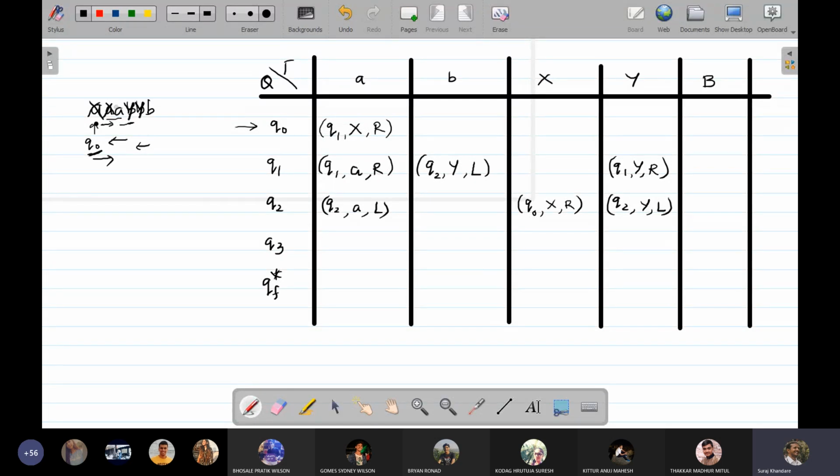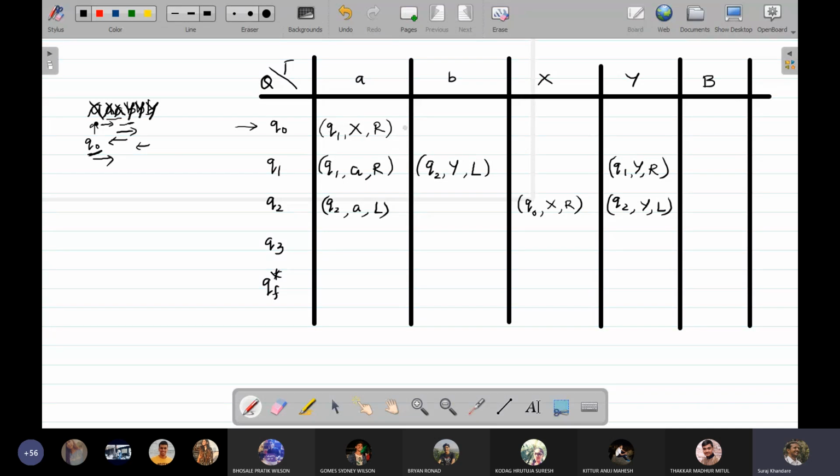Now we are in Q0, you make A as X. Then you change the state to Q1. Q1 finds Y and keeps moving to the right. When it gets B, it makes this third B as Y and changes the state to Q2. Q2 will keep moving to the left. Y will be kept as it is. X will be kept as it is. And once you find X, you start moving to the right. Now we are in Q0.